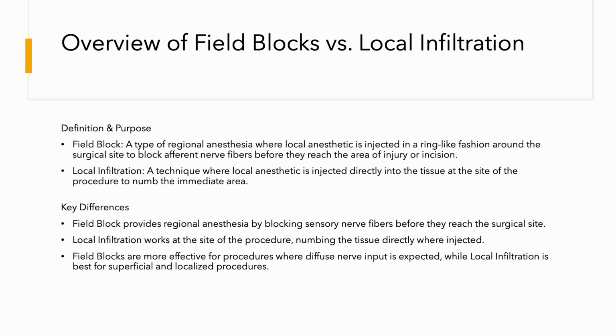And then with local infiltration, it's a technique where local anesthetic is injected directly into the tissue at the site of procedure to numb the immediate area. So a field block provides regional anesthesia by blocking nerve fibers before they reach the surgical site, whereas local infiltration works at the site of the procedure, numbing the tissue directly where it's injected. Usually field blocks are going to be more effective for procedures where diffuse nerve input is expected, while local is best for superficial or localized procedures.